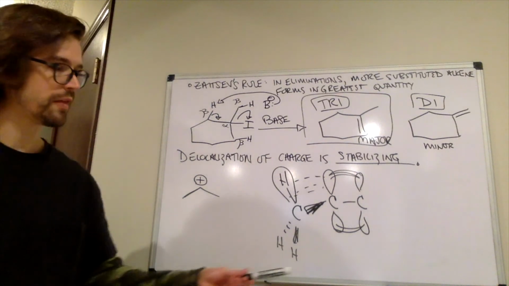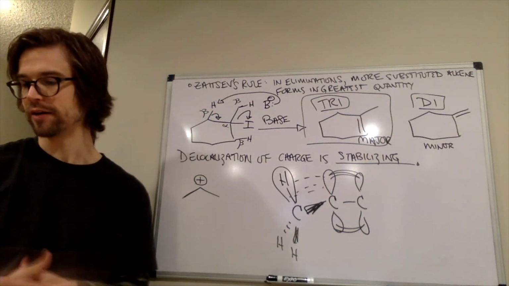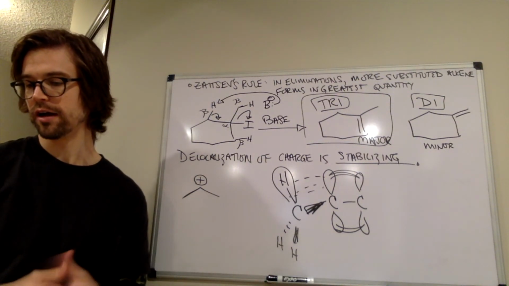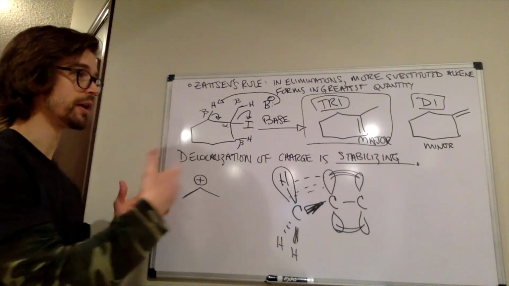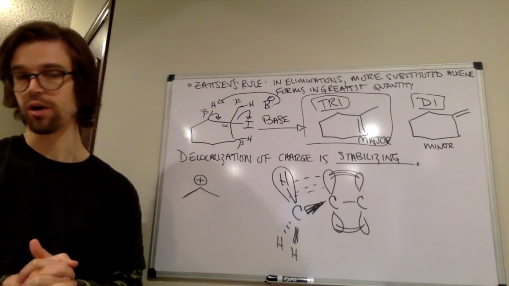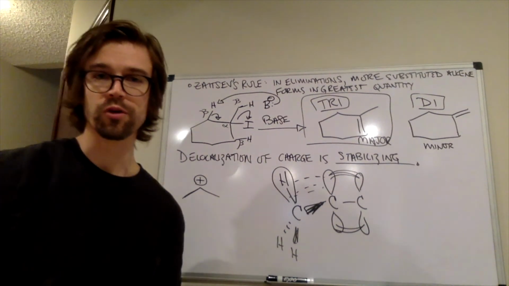So that's Zaitsev's rule. That's why it matters that we have an understanding of alkene geometry so that we can predict the correct product. All right, we'll do more of this soon.